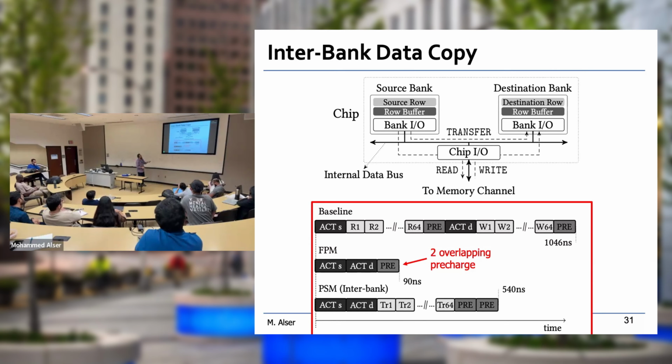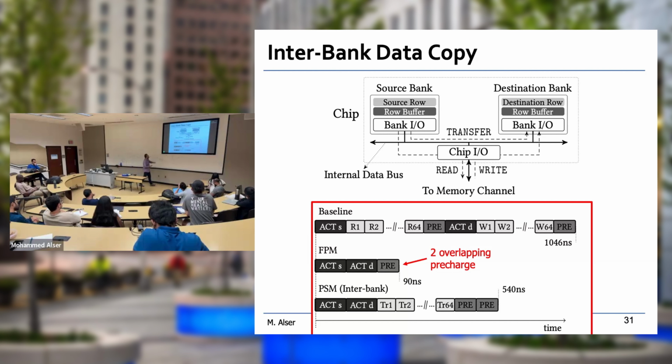I already moved it to the sense amplifier. Now I want to activate another row in the memory. And then write one, write two, write three, until you write the last column of that row, and then you pre-charge whatever you activated there as a destination row. This is how you would do it normally.